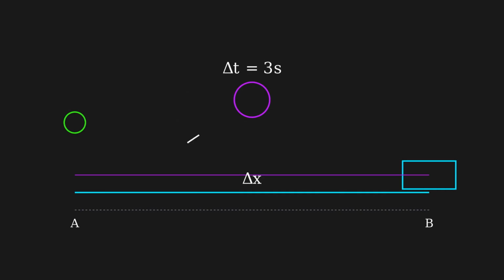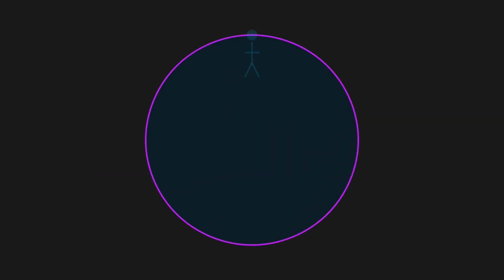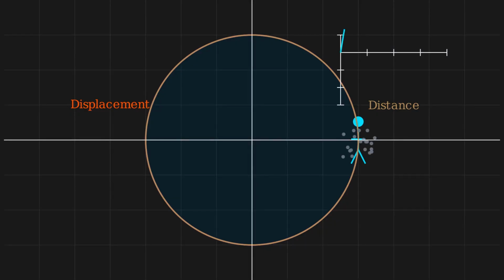Now let's pin down what we mean by average velocity. Average velocity is simply displacement divided by the time interval. We write it as v bar equals delta x over delta t. And notice, it's displacement, not distance. That difference means your average velocity can actually be 0, even when you've been moving the whole time.